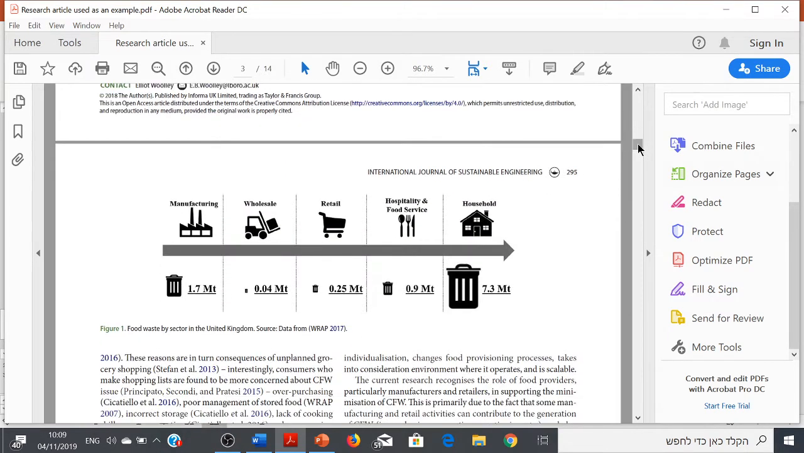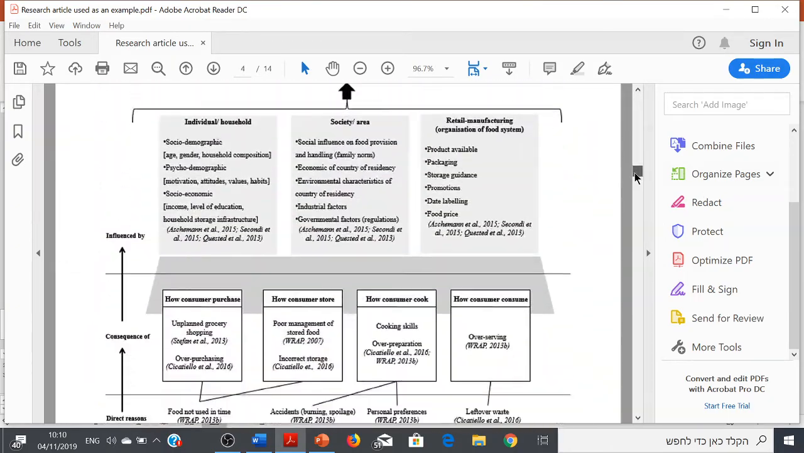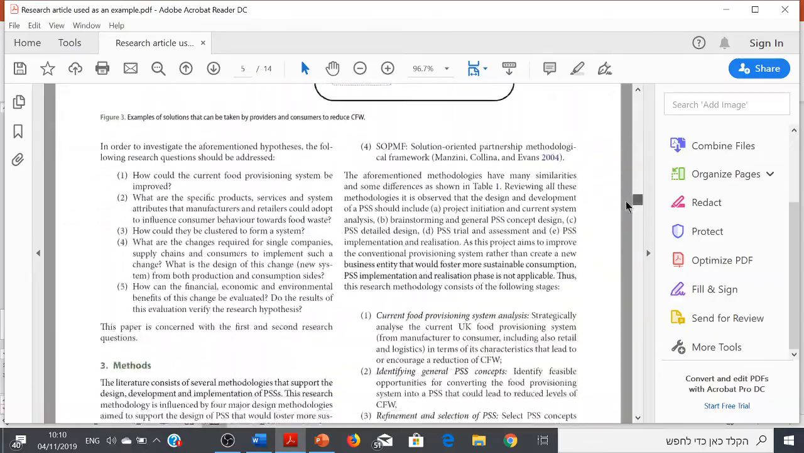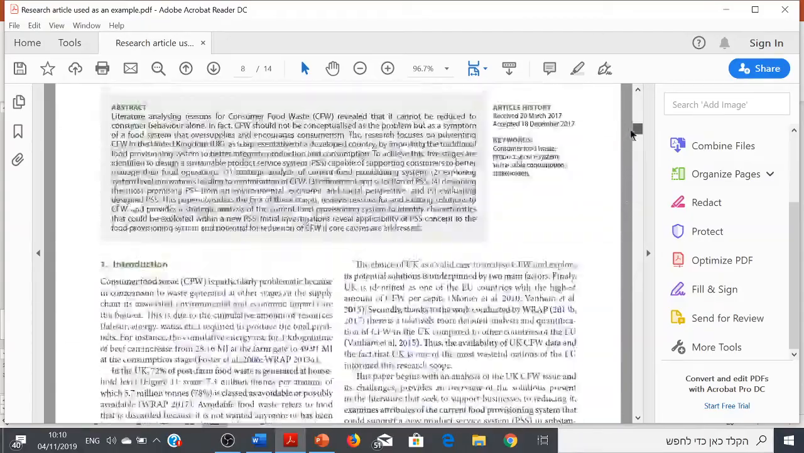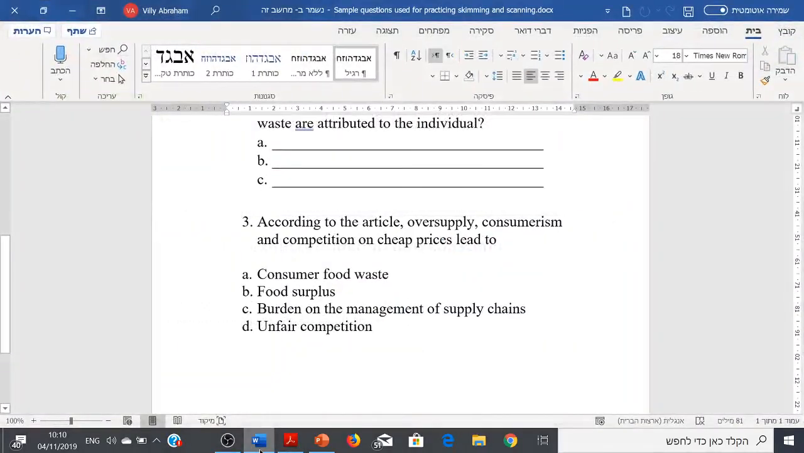Okay, and I just proceed looking at illustrations. For example, here I can see how much food is wasted by sector. So manufacturing wastes 1 million tons a year, wholesale less, retail a little bit more, but most consumer food waste comes from households, which waste 7.3 million tons per year. Okay, so you continue and just make the most out of the 15 minutes that you have. Well, after getting a general idea about the text, you may proceed and answer questions.